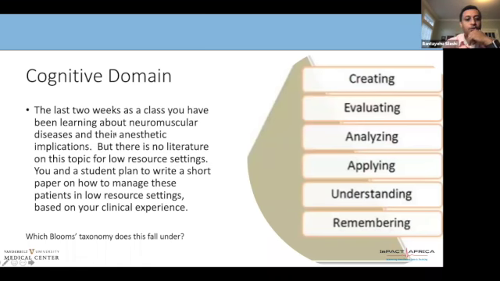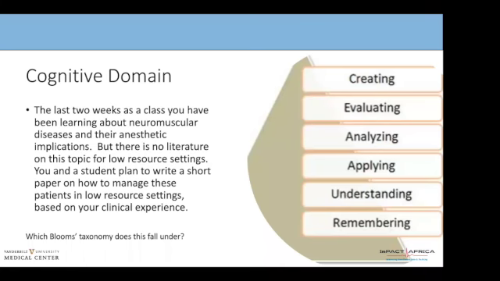The last 2 weeks as a class, you've been learning about neuromuscular diseases and their anesthetic implications, but there's no literature on this topic for low resource settings. You and a student plan to write a short paper on how to manage these patients in low resource settings based on your clinical experience. Which Bloom's taxonomy does this fall under? Creating. Good.